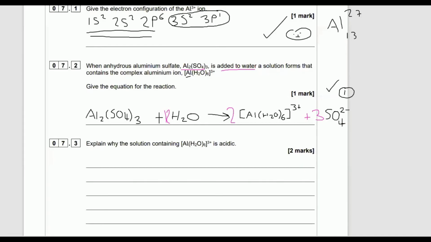Right, we're on 7.3 now. So 7.3, can't speak properly. Explain why a solution containing Al(H2O)6 3+ is acidic. So why is it actually acidic?